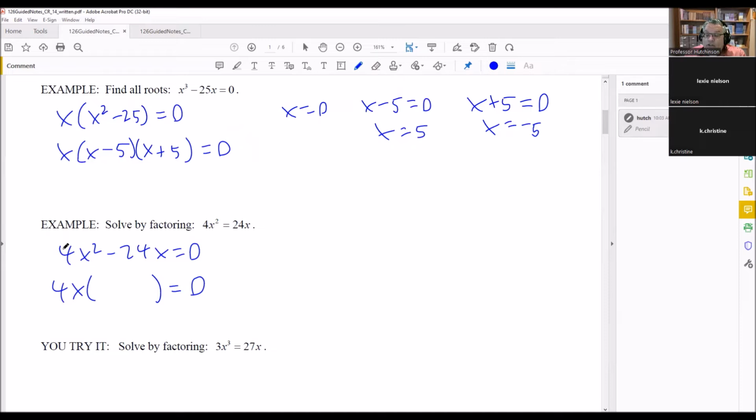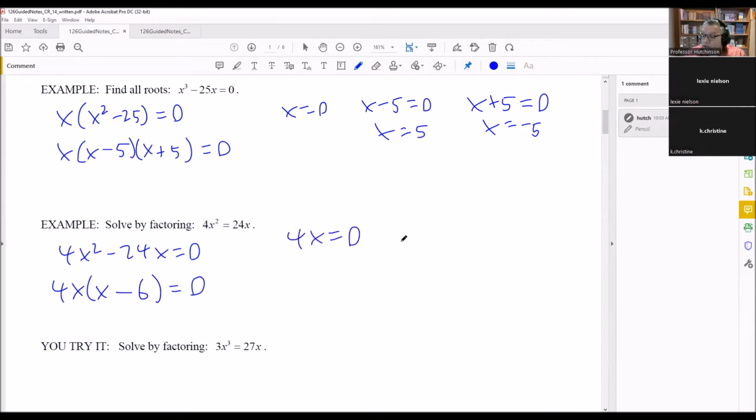If I take 4x squared and divide it by 4x, I'm just going to be left with an x. If I take 24x divided by 4x, I'm just going to get a 6. And it'll be a -6 because there's a minus sign above there. Again, you can always check to see if this is correct by multiplying this through each thing. So 4x squared and then minus 24x, that's done correctly.